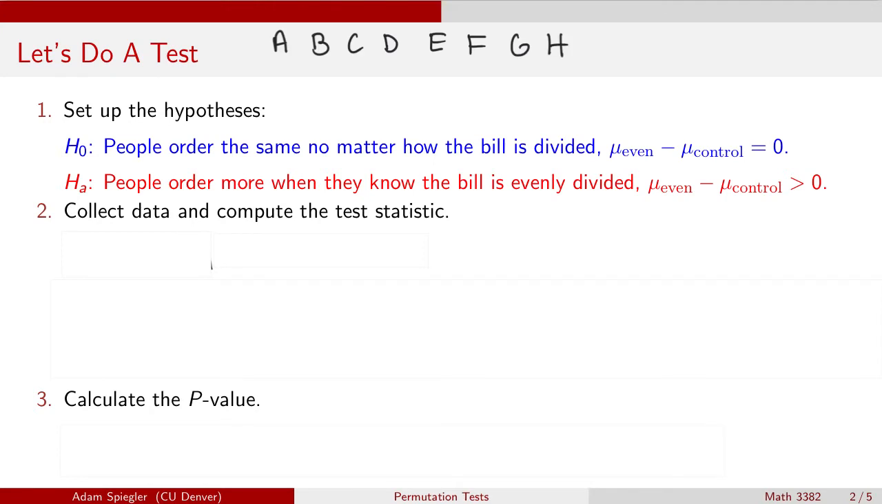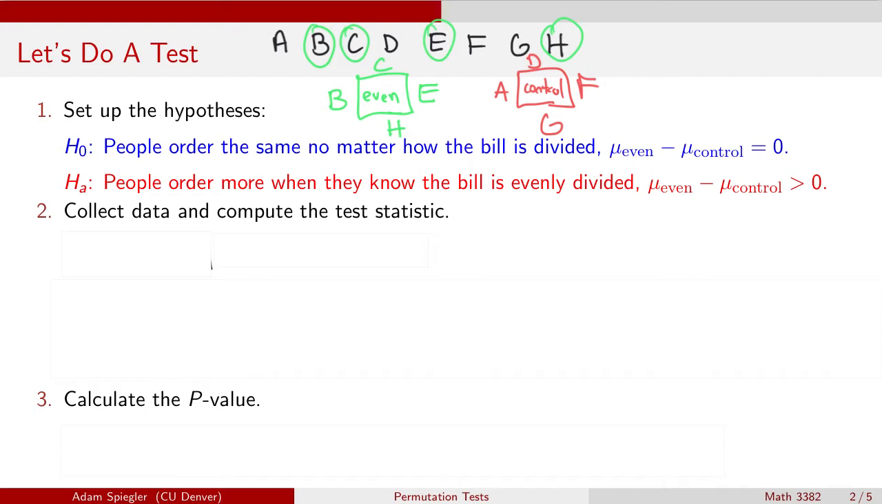So let's imagine we have 8 volunteers, and we're going to split them into 2 dining tables that each contain 4 people. So one of the tables is going to pay evenly. At the other table, each person is going to pay for what they order. And we're going to assign these 8 people to these 2 tables completely at random. In this case, let's just say persons B, C, E, and H get randomly picked. They get put at this table, and they're all going to order food, and then they're going to divide the bill evenly. These 4 people then get put in the control group.